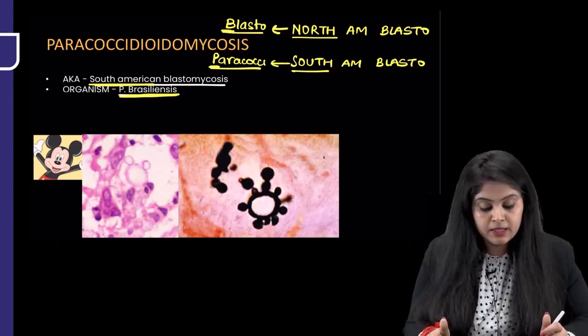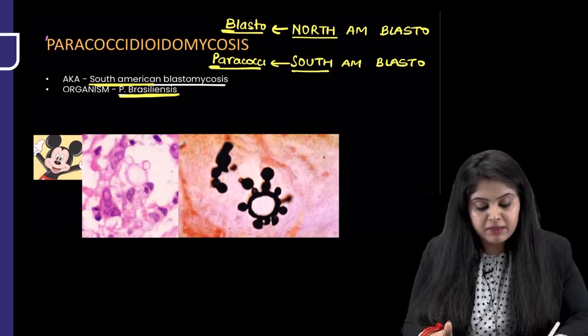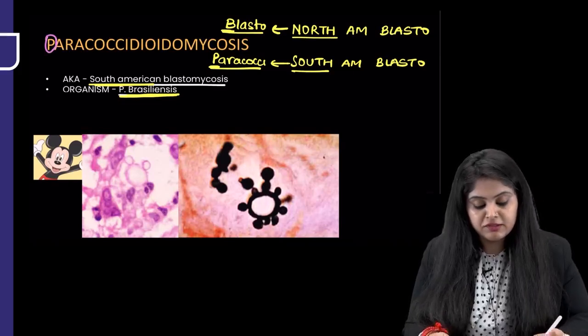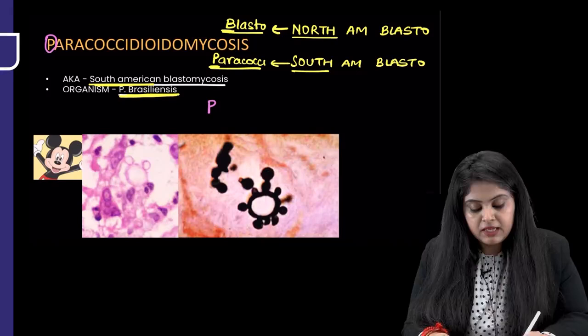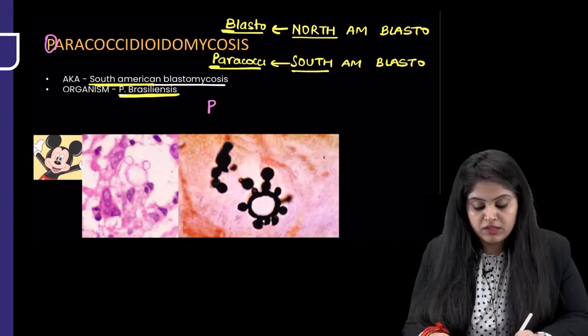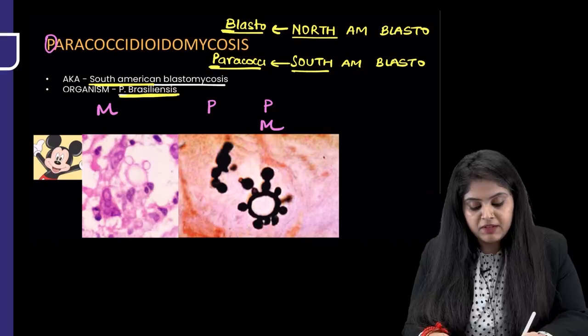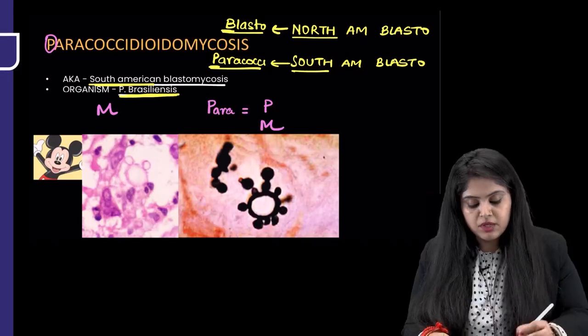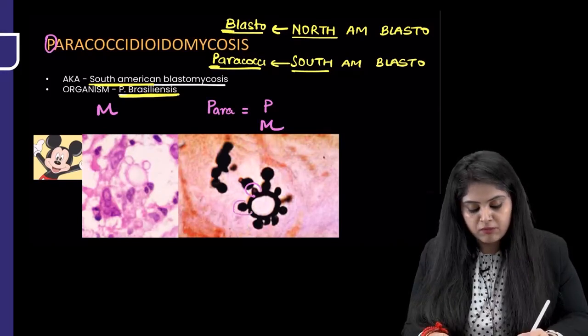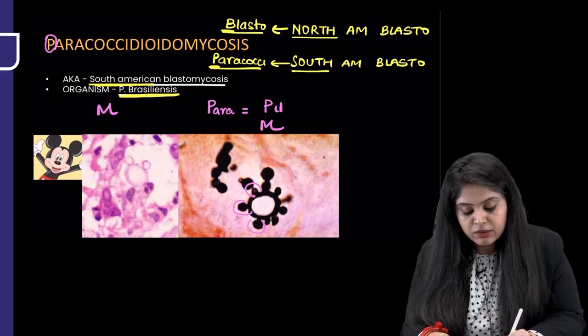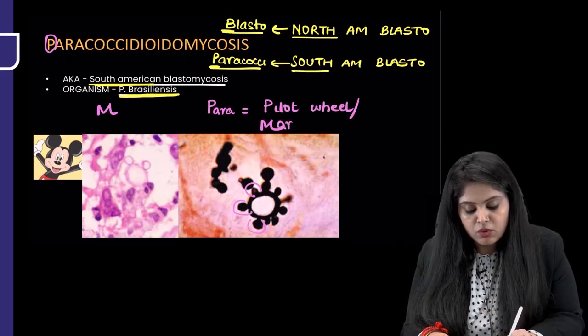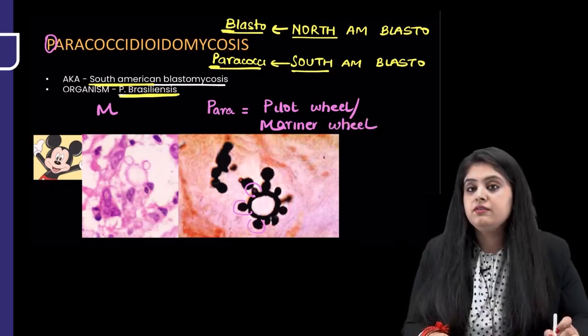Now finally, what do I see? In paracoccidioidomycosis, I see a lot of PPMM. What is PP and MM that we are talking about? So P will remind me of paracoccidio, shows me, can you see this is looking somewhat like a pilot wheel? It is looking somewhat like a pilot wheel appearance. Instead of a pilot wheel, you want to call it a mariner's wheel, you can. It's showing you the pilot or the mariner wheel appearance.